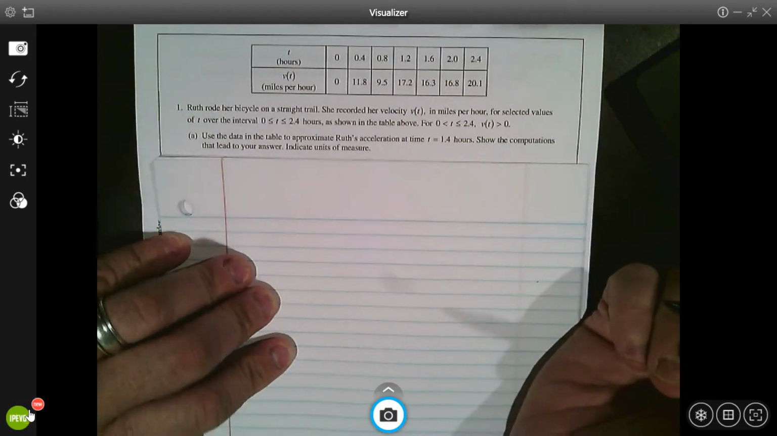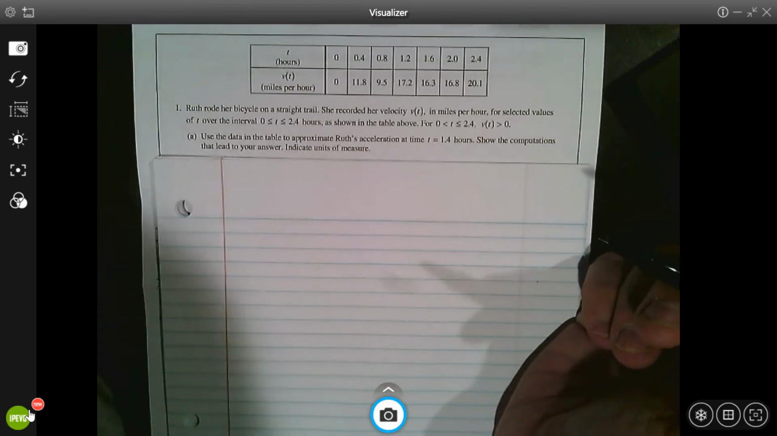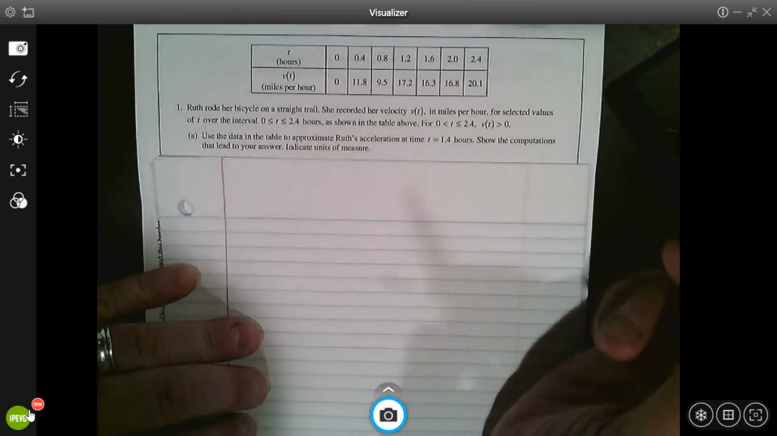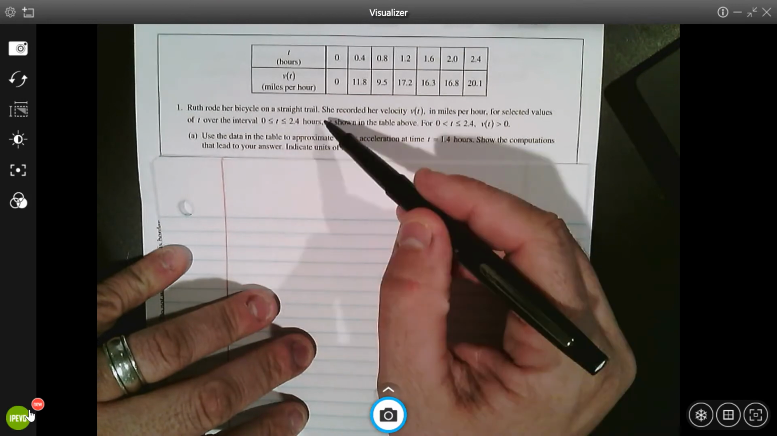All right, let's get started on this one. This is from the 2014 International Exam. This is question number 1, and it's calculator active, so make sure you've got your calculator handy. We're told that Ruth rode her bicycle on a straight trail.